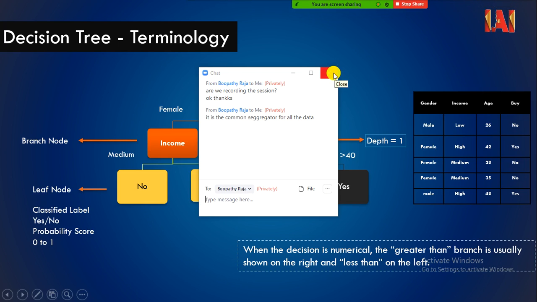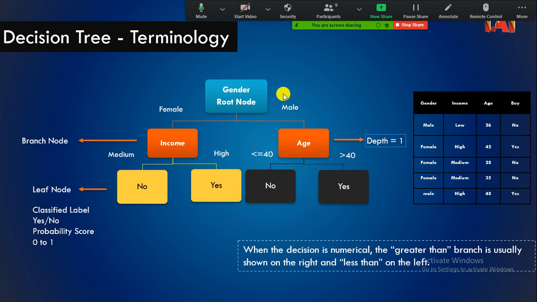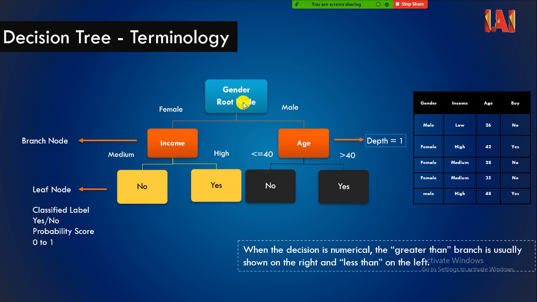It is a common segregator for all the data. No, it is not a common segregator. Yeah, the root node is the common segregator. If you want to make a generalized statement, yes, the root node is the common segregator. But which column should I use? Can I use gender as the root node, or can I use income or age? Of all these three features, which one should I use as the root node? It is not like I can use any column. It is purely based on certain algorithms.